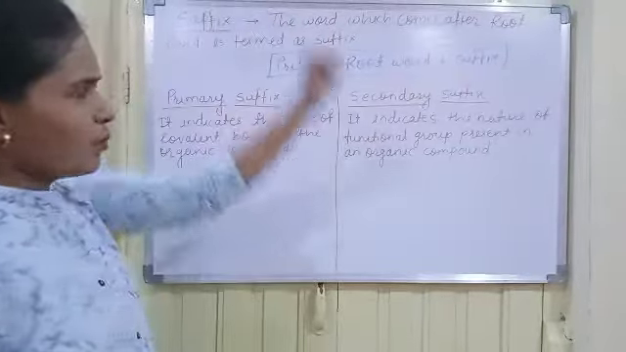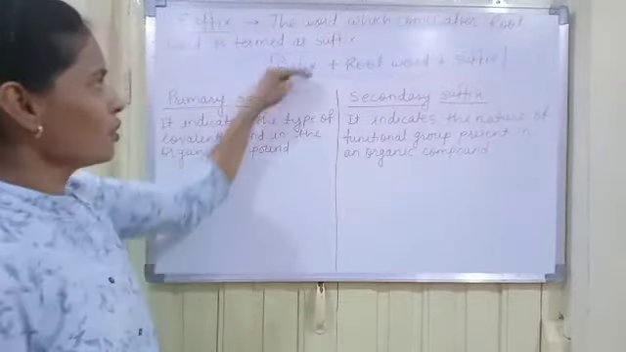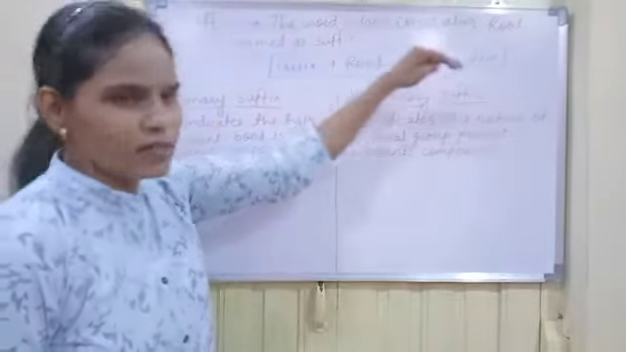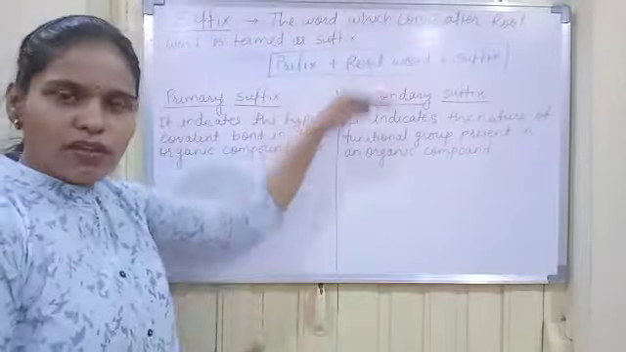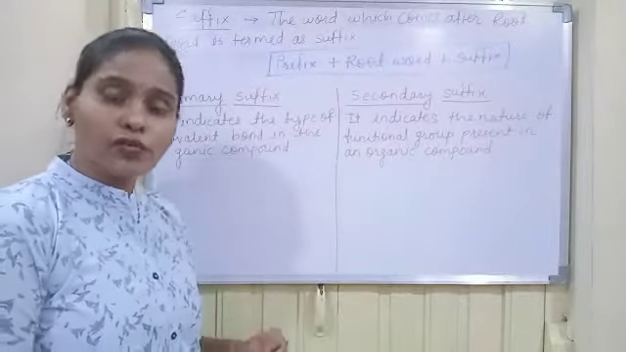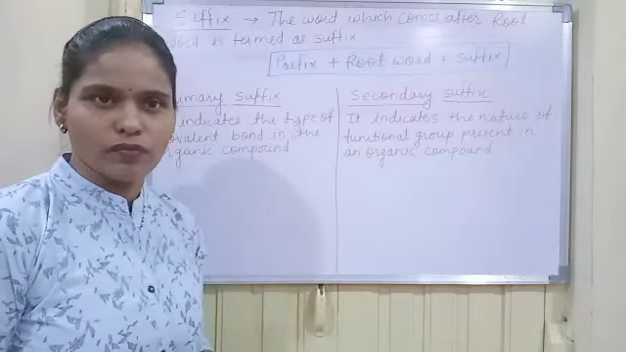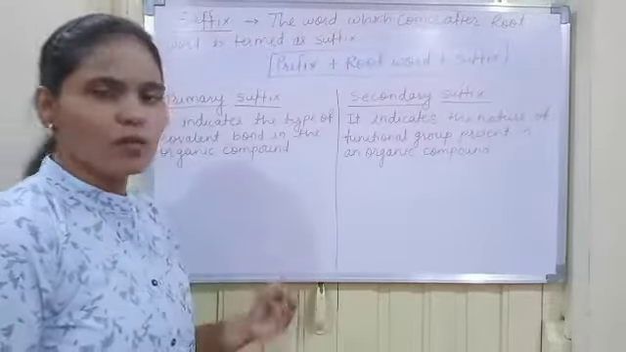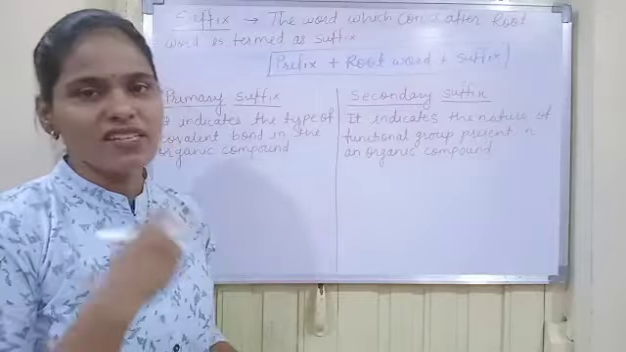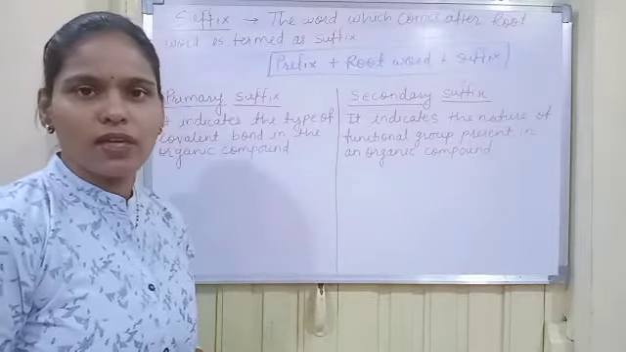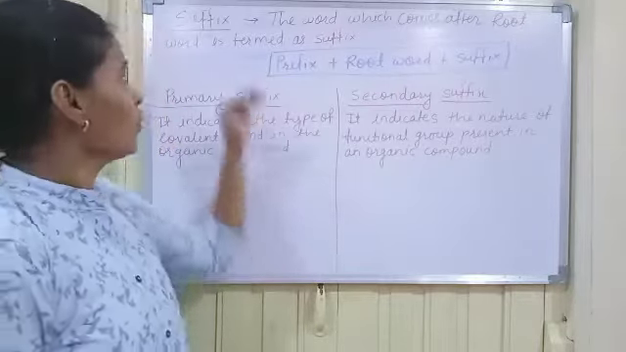Now this IUPAC name consists of these three terms, that is prefix, root word and suffix. The root word that we already studied. What is root word? Root word denotes the number of carbon atoms present in the principal chain of an organic compound. Okay, now let us see suffix.